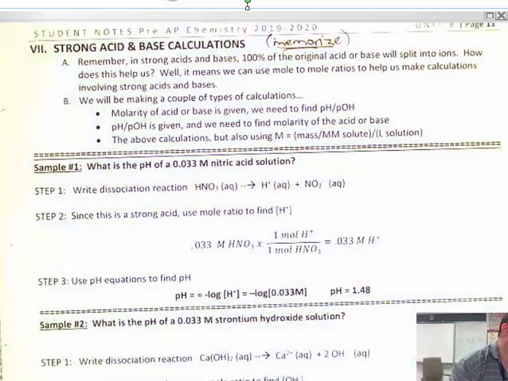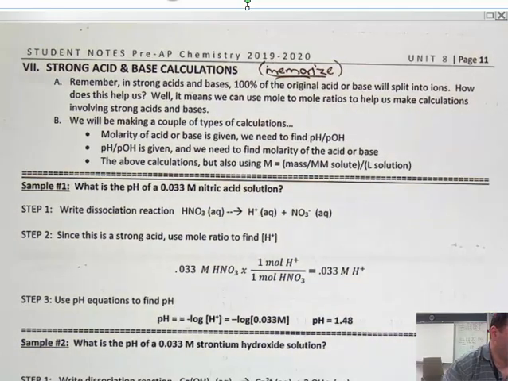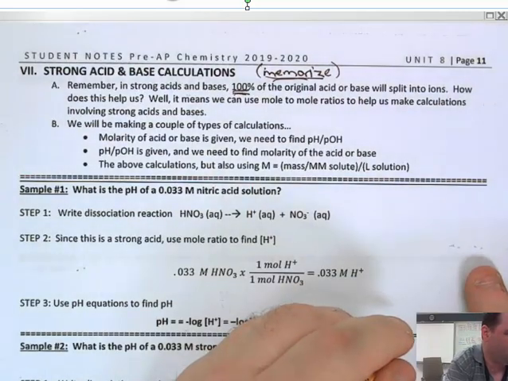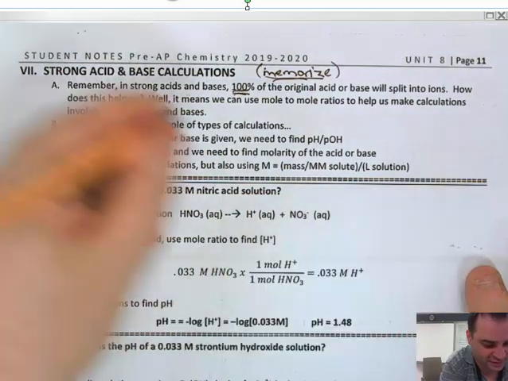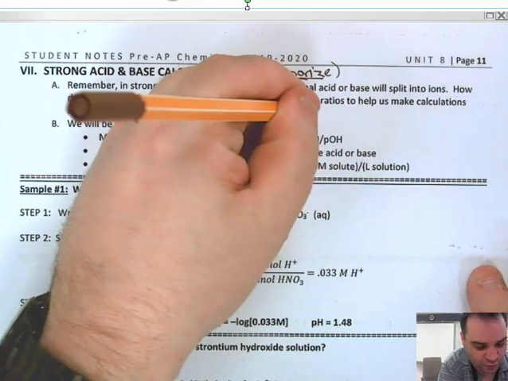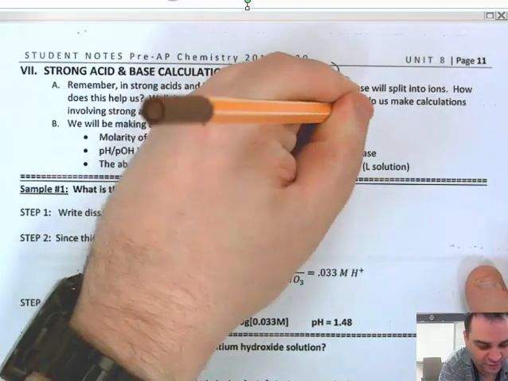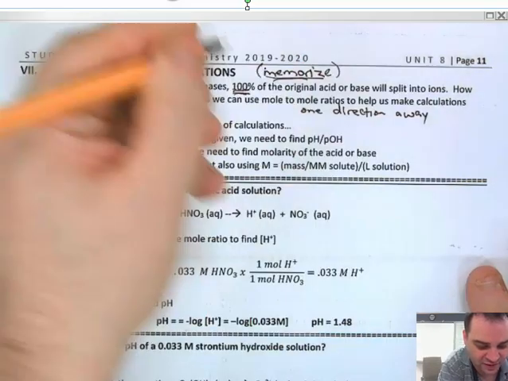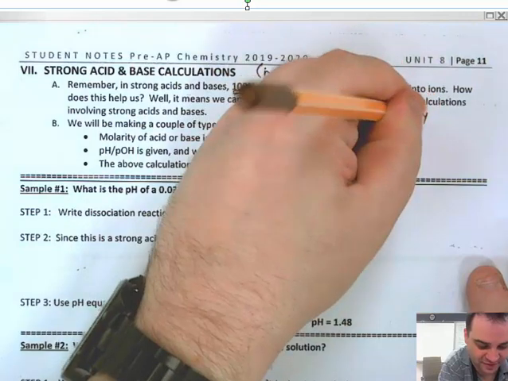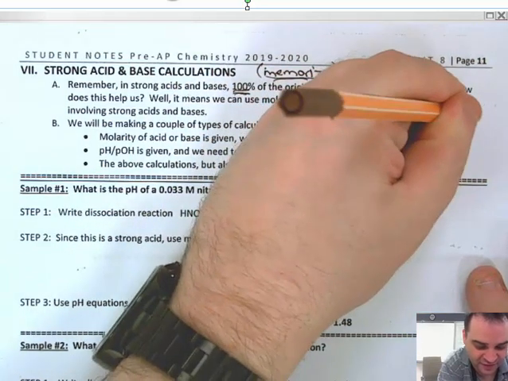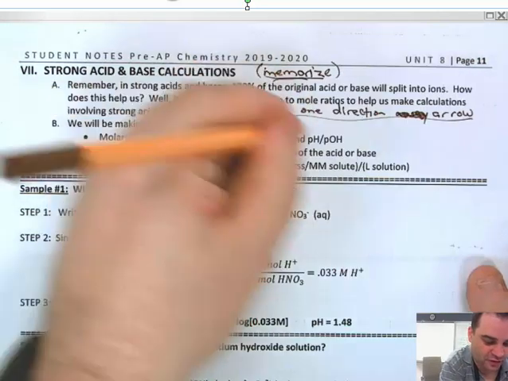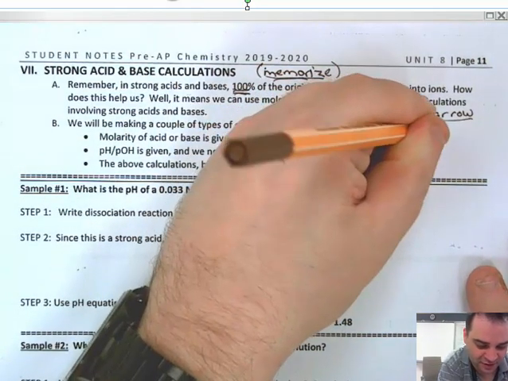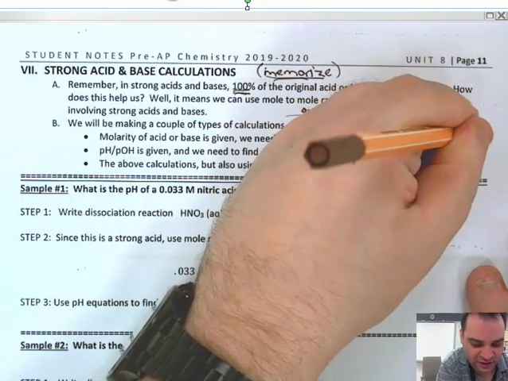No, probably not. Anyways, okay, remember that these dissociate 100%. These will split into ions. Remember that these have a one directional arrow if it is a strong acid or strong base. For strong acids and bases, you have a one directional arrow. What do you do if it's weak?